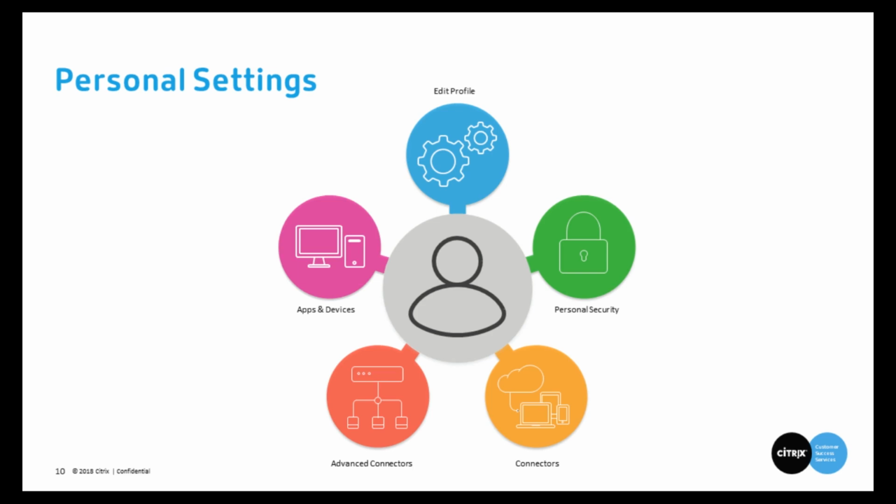The third and fourth one are personal cloud connectors as well as advanced connectors. Connect to one of the cloud services to access files stored there through ShareFile. This really helps you migrate your data without having to lift and shift from other data sharing products. And then the final one that we have here are apps and devices. Lock a user account on the device to prevent the user from accessing the ShareFile data on it.